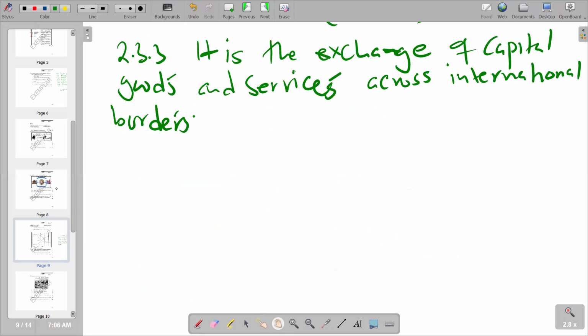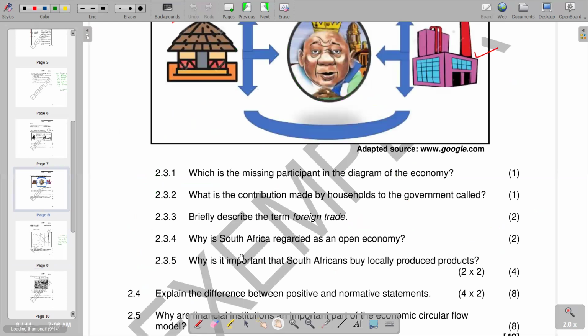Moving on to the next question, we are being asked why South Africa is regarded as an open economy. So we need to understand what exactly an open economy is. Then we can explain how South Africa is regarded as an open economy. An open economy refers to an economy in which both domestic and international entities participate in the trade of goods and services.